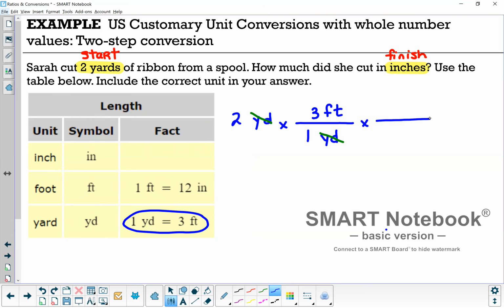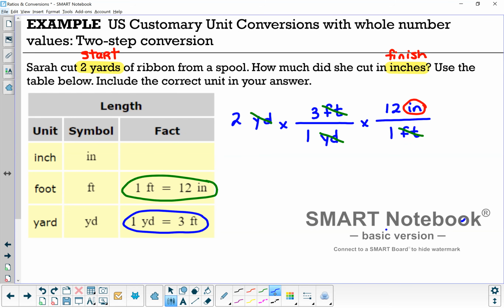So again, looking at our table, we have 1 foot equals 12 inches. So I'm going to put the feet portion in the denominator, 1 foot. In the numerator, I'm going to put 12 inches. So again, notice what happens with our units. Feet divided by feet is eliminated. And now we are left with the units we desired, which is inches.